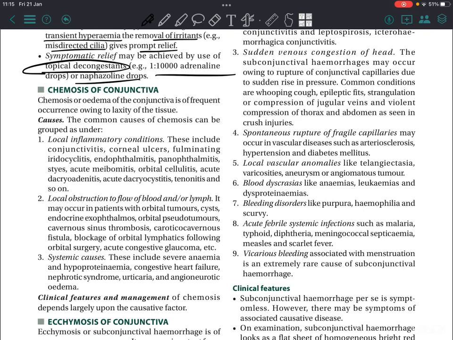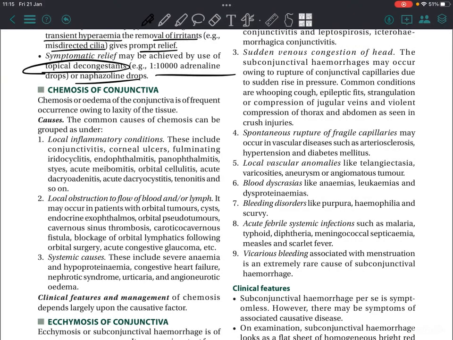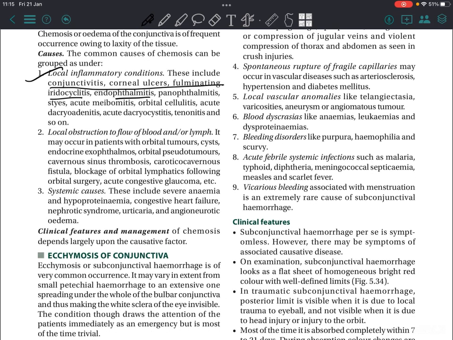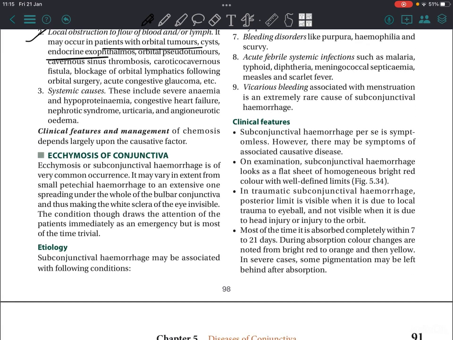Chemosis of conjunctiva. Chemosis or edema of conjunctiva is frequently seen. The common causes of chemosis can be grouped as local inflammatory conditions. These include conjunctivitis, ulcers, fulminating iridocyclitis, endophthalmitis, panophthalmitis, acute meibomitis, orbital cellulitis, acute dacryoadenitis, acute dacryocystitis, etc. Local obstruction of blood and lymph may occur in patients with orbital tumors, cysts, endocrine exophthalmos, etc. Systemic causes include heart failure, hyperproteinemia, etc. Clinical management largely depends on the cause.